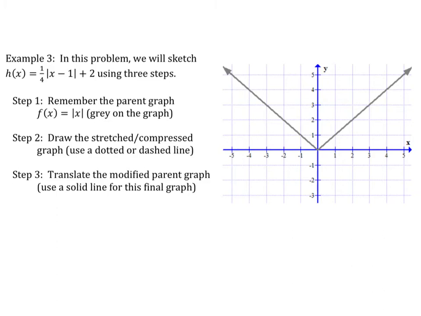Step 1, we remember the parent graph, which I've actually given to you. I've given you the absolute value graph. Step 2, we're going to draw the stretched or compressed graph using a dotted or dashed line. That's basically what we just did. And then step 3, we'll translate that modified parent graph based on the translation factors.